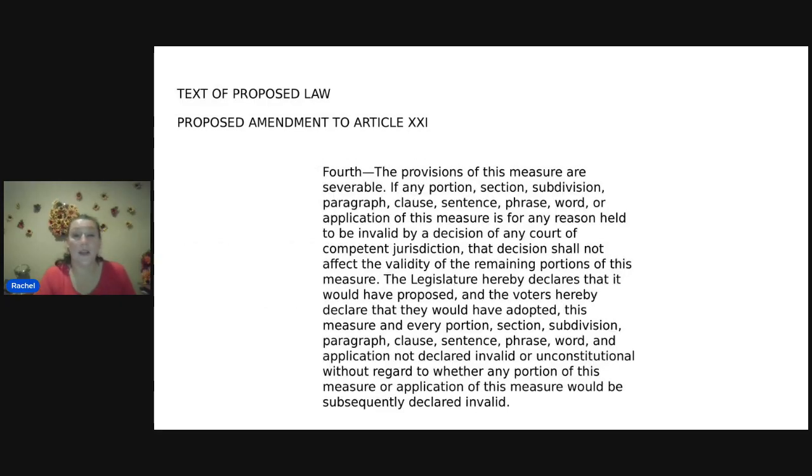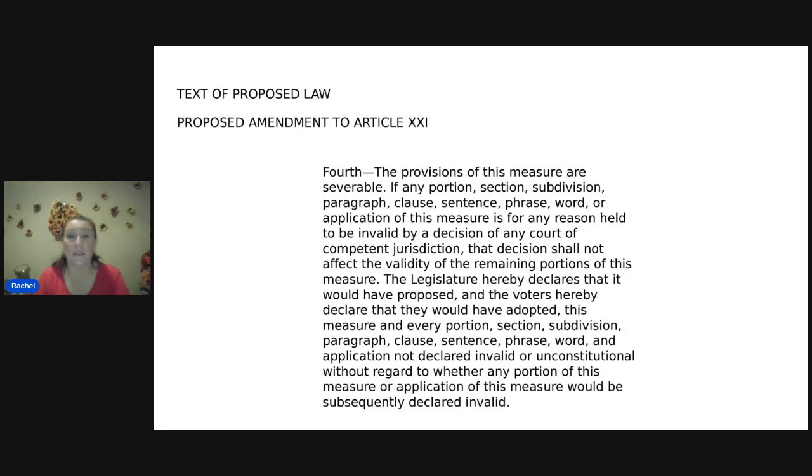All right, and then the fourth part. So we had part 1, which was real simple, the name. Part 2, which had 14 parts to it. Then part 3 was some of the things. Now we're going to look at some actual language.